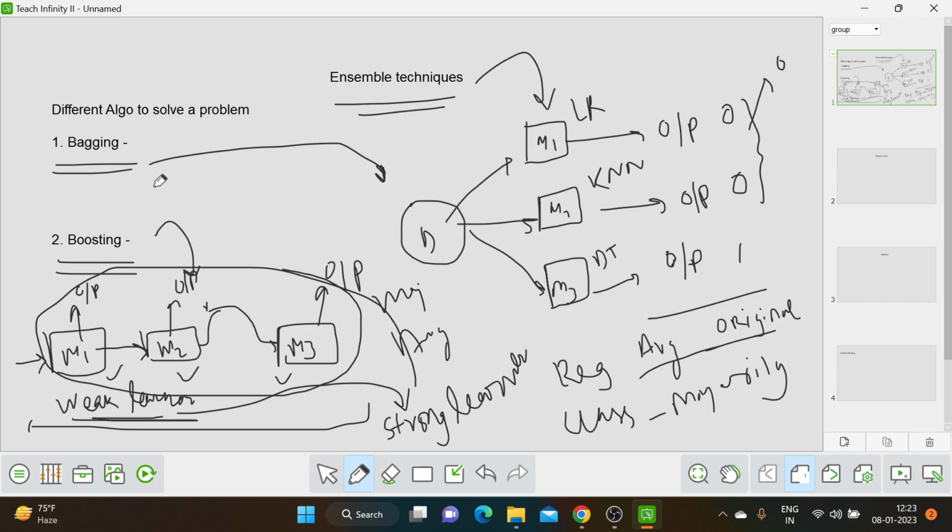So bagging and boosting are the two ensemble techniques. In bagging, we have one algorithm known as random forest, and we can also create our own bagging techniques. In boosting, there are three techniques: one is Adaboost, another is Gradientboost, and Xgboost, extreme gradient boost.